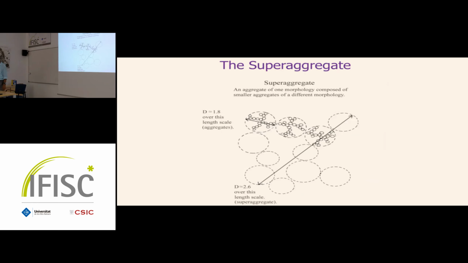So here is our cartoon. This is what's going on: over this length scale, D is 1.8. This is more open. But clusters of this size actually come together and form this super aggregate. And then over the larger length scale, they percolate. As you can see, this part percolates and then becomes super aggregates, and the fractal dimension is larger.